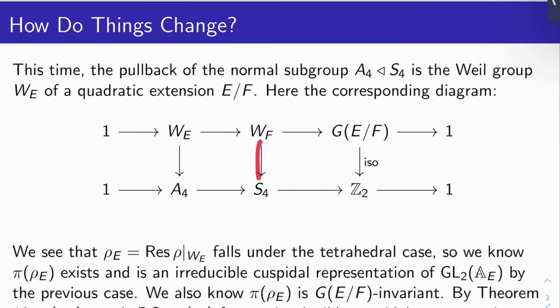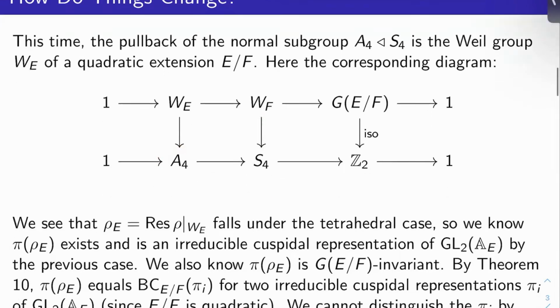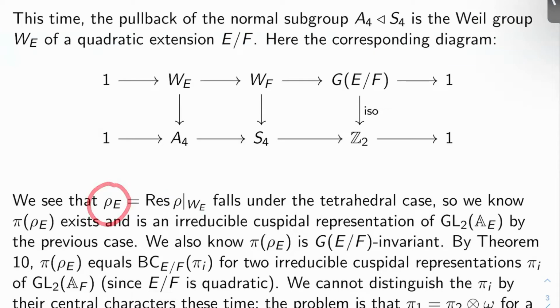Okay, and the image of W sub F is S4 by assumption. And then by what we just said, this guy here should be A4. Okay, so I see that rho sub E, which is the restriction of rho to the Weil group W sub E, falls under the tetrahedral case. And so pi of rho sub E already exists and is irreducible cuspidal as a representation of GL2 of the Adeles of E by the previous case, by the tetrahedral case. So that's good. So I also know that pi of rho sub E is Galois group of E over F invariant, okay, essentially by construction.